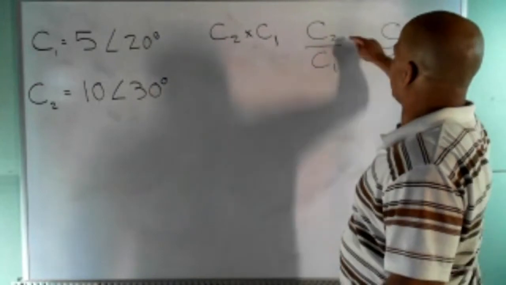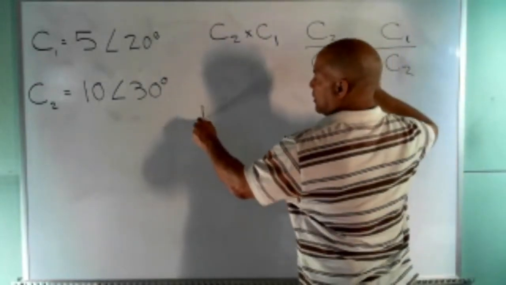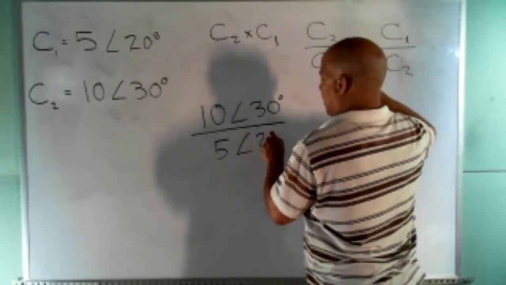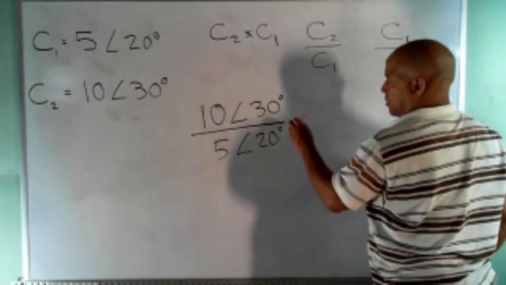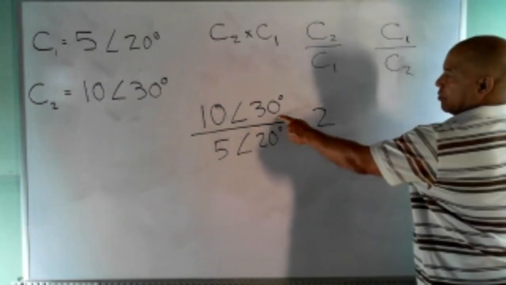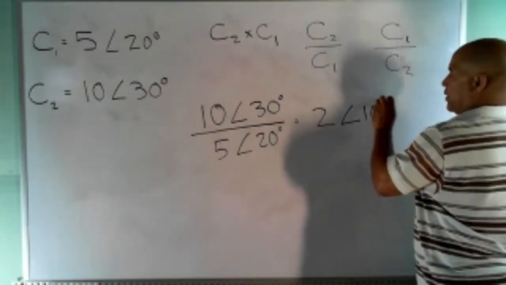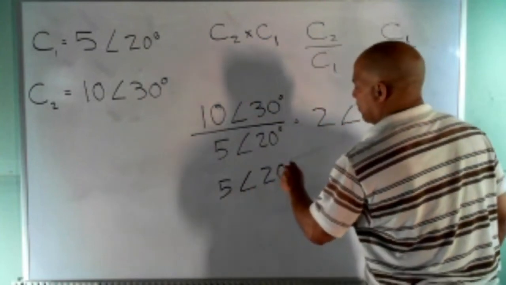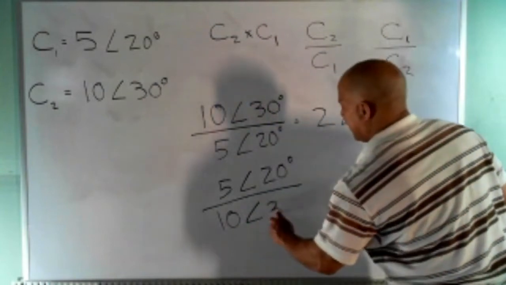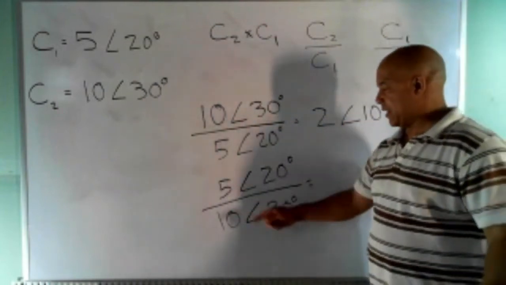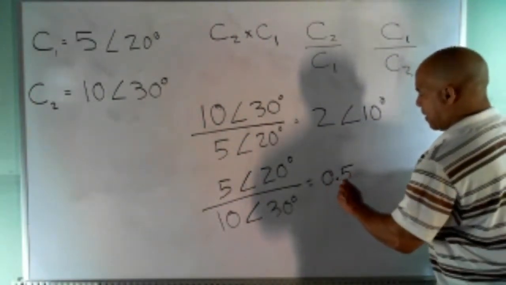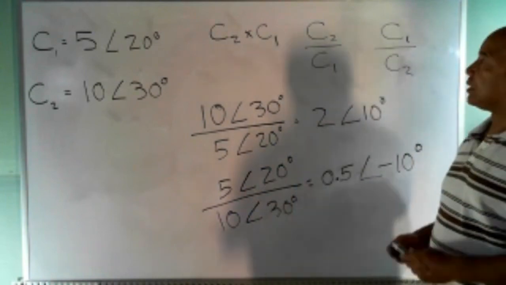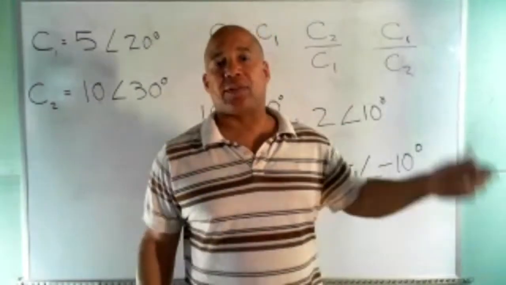All right, so I got C2 over C1. So C2 is 10 angle 30 divided by 5 angle 20. I'm going to divide the magnitudes, I'll get 2. I'm going to subtract the angles. I got 30 minus 20, 10 degrees. That's how you divide. For C1 over C2, I got 5 angle 20 divided by 10 angle 30. I divide these, I get 0.5 angle. If I take 20, subtract 30, I get a negative 10. So there's my division.